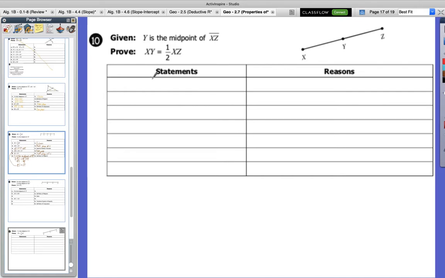Y is the midpoint of segment XZ is our given. Okay. Well, a good thing can be marking on the picture. Y is the midpoint, so XY has to be congruent to YZ. We're probably going to use that information later, that their measures are equal or they're congruent. So for statement 1, I'm going to put that Y is the midpoint of segment XZ. And my reason? Well, it's given to me.